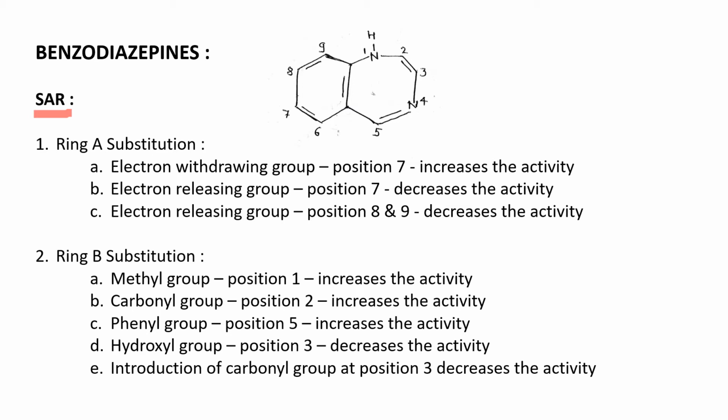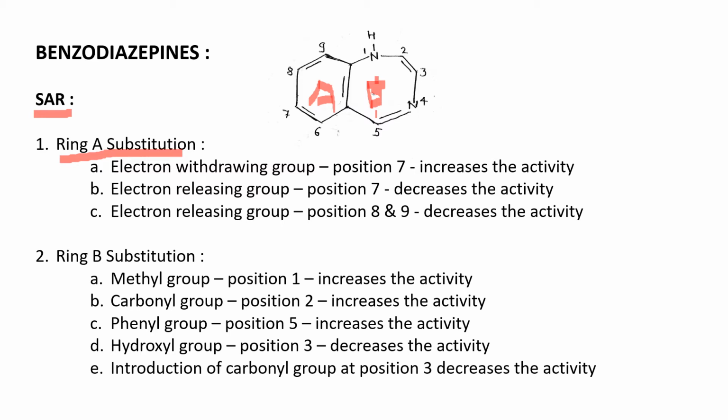We will divide this structure of benzodiazepine into two parts. This we will call ring A and this ring B. We will divide this structure into two parts. This is ring A and this is ring B. First we will see ring A substitution.